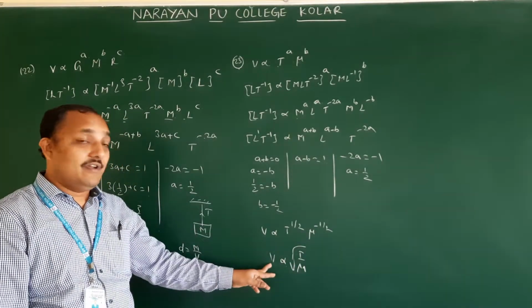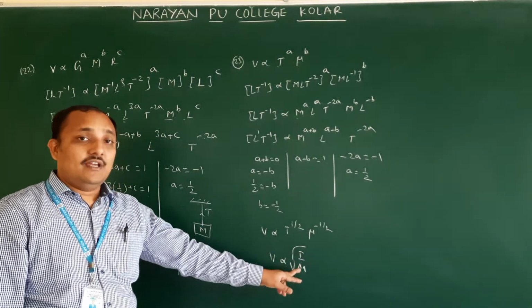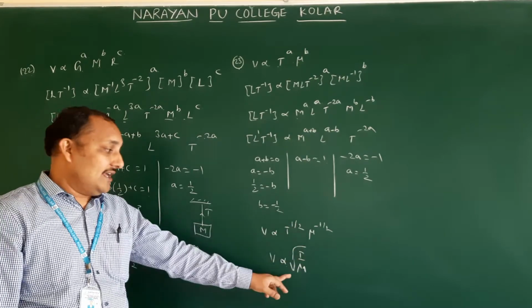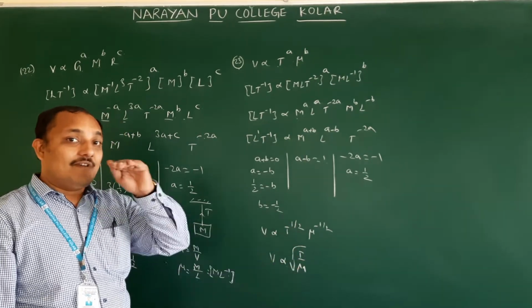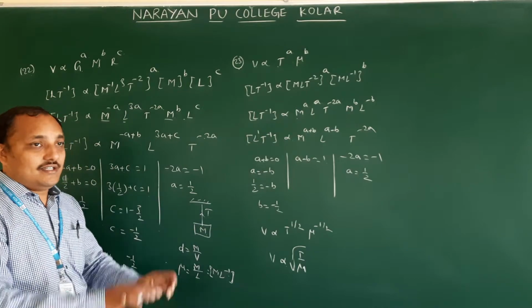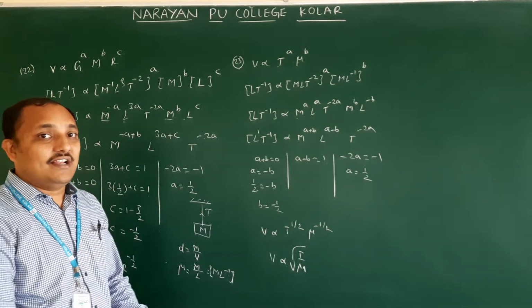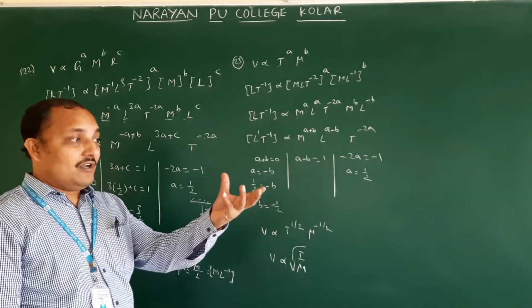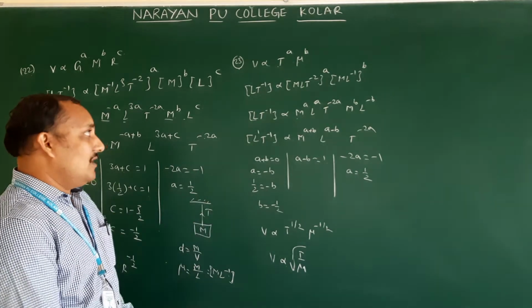Velocity of the sound wave in the string is root T by mu. T is tensional force developed in the string. Mu is linear density. Wire will be having linear density. Paper will be having areal density. Volume will be having volume density.